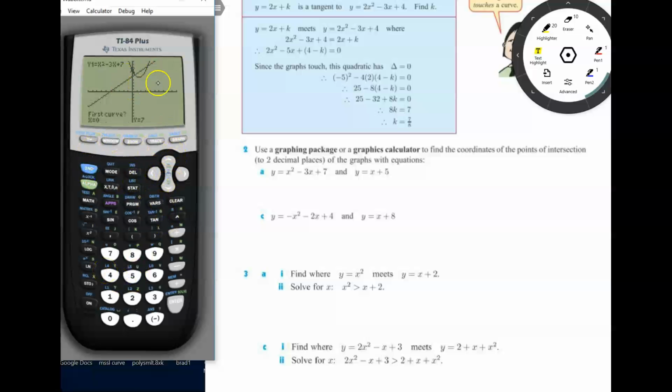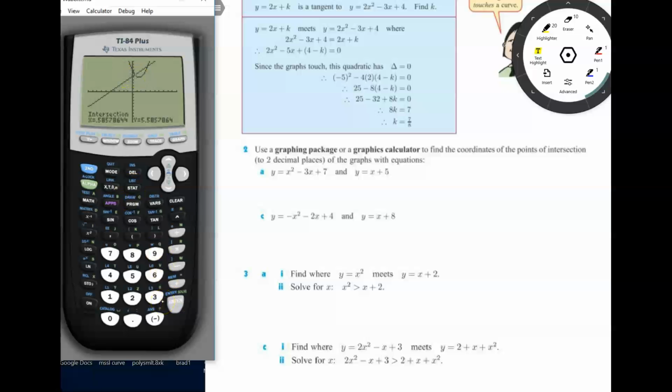Now it's going to ask you first curve and second curve. We only have 2 curves here. So if you only have 2 curves in there and they're asking you if this is the first curve and the other one is the second curve, of course they are. So you just hit enter twice. And then it asks you to guess the intersection point. Now this is kind of important because we want to know the left intersection point or the right intersection point. Let's start with the left intersection point. So the cursor is already close to the left intersection point, so I just press enter.